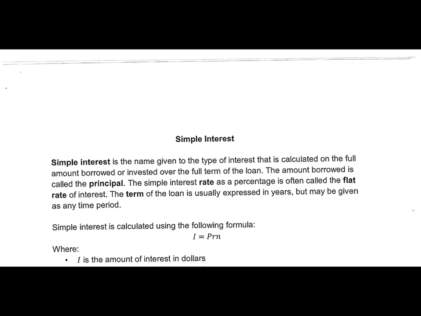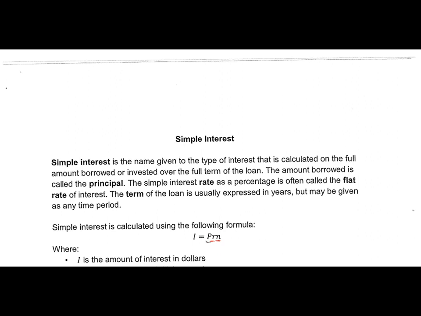The amount borrowed or the amount you initially invest is called the principal, and in the formula below, it is represented by the letter P. The simple interest rate as a percentage is often called the flat rate of interest. We use the letter R to represent the rate of interest, and we're going to write it as a decimal, ideally. The term of the loan, or how long you save your money for, is usually given in years because that's how long most people save money for, but it could be given as any time period. The number of time periods is given by the letter n.